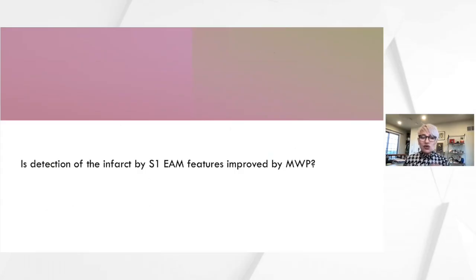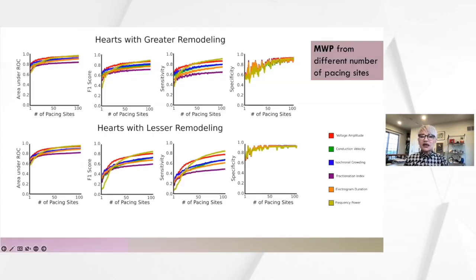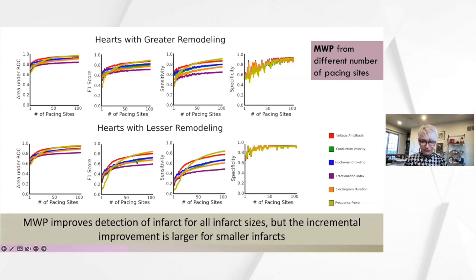So is that detection improved by multiple wavefronts? The answer is yes. You can see there is immediate improvement here, and you don't have to do too many pacing sites to see improvement. After that, the curves level off. However, this improvement was better in hearts with lesser infarct. So the multiple directionality improved detection for all infarct sizes, but the incremental improvement was larger for smaller infarcts.